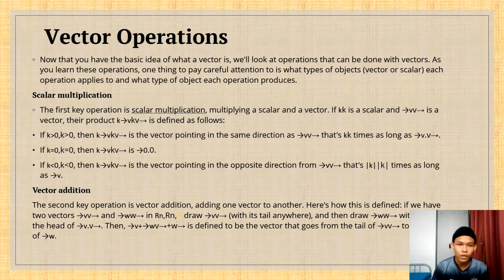Vector addition. The second key operation is vector addition: adding one vector to another. Here's how this is defined. If we have two vectors, v and w in R^n, draw v with its tail anywhere, and then draw w with its tail at the head of v. Then v + w is defined to be the vector that goes from the tail of v to the head of w.